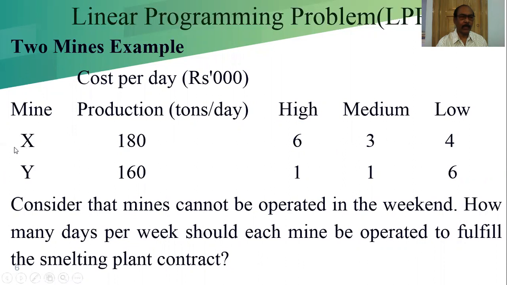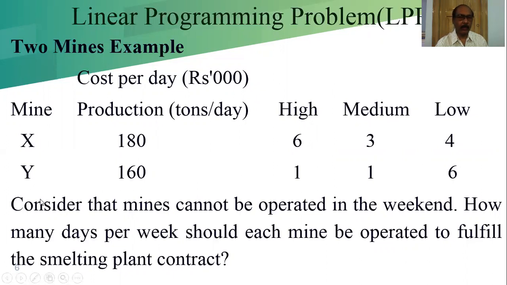The two mines are mine X and mine Y. The production cost per day is 180 K for mine X, given in thousands, and 160 K for mine Y. High grade available after crushing is 6 for mine X and 1 for mine Y. Medium grade is 3 for X and 1 for Y, and low grade is 1 for mine X and 6 for mine Y. This is the characteristic data given.